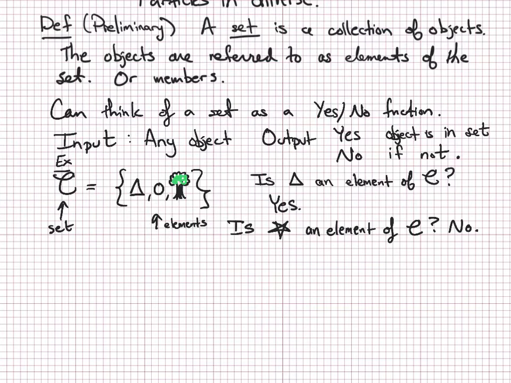Okay, so some notation which I'm going to also use here. I'll write triangle is in C. This just means triangle is an element of C. Star not in C means star is not an element of C.